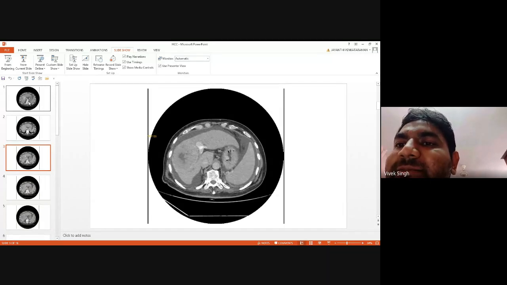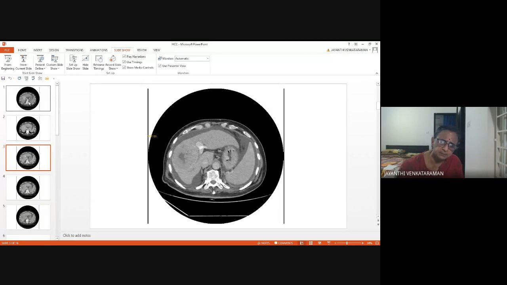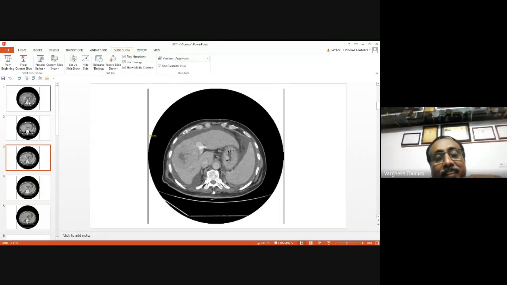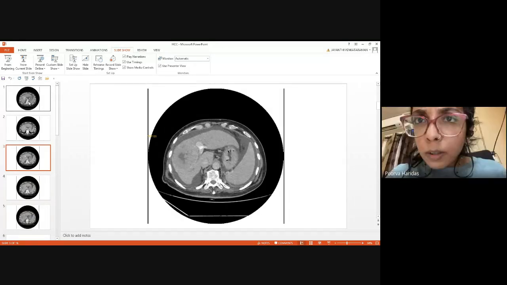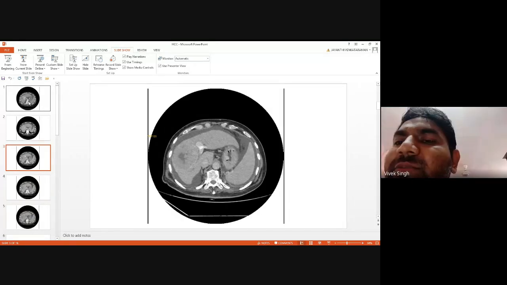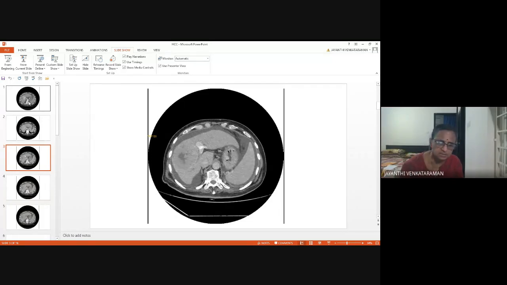The enhancement is... Can it be just with this? Supposing the lesion was kept, can it be an FNH? Because the central region appears hypodense, no? The central hypodense area could be a necrotic area in it, it can be a central necrotic area.